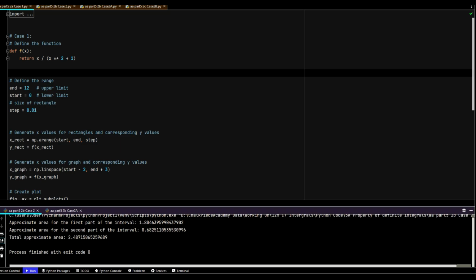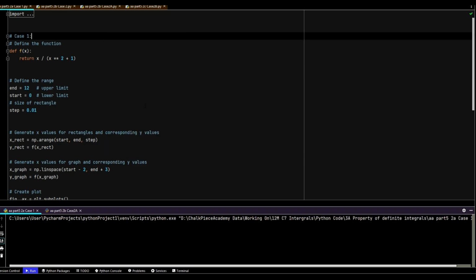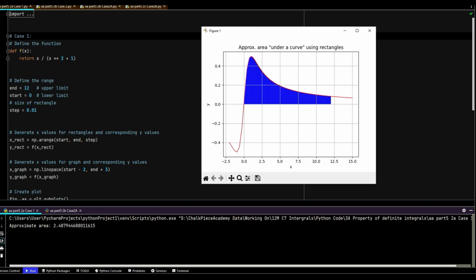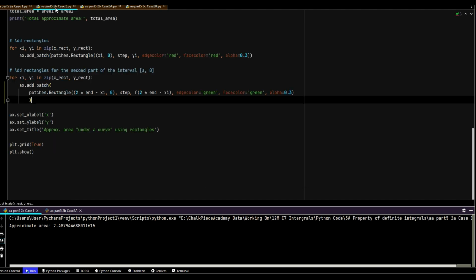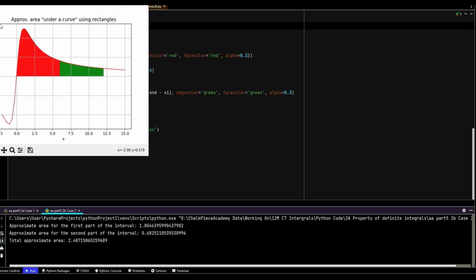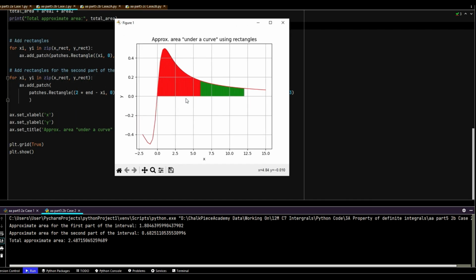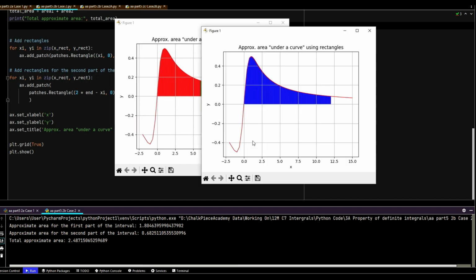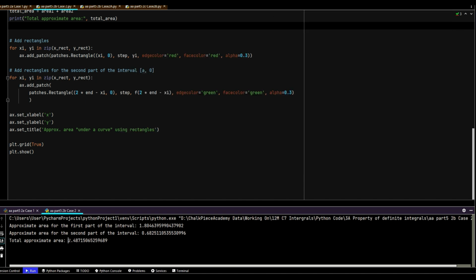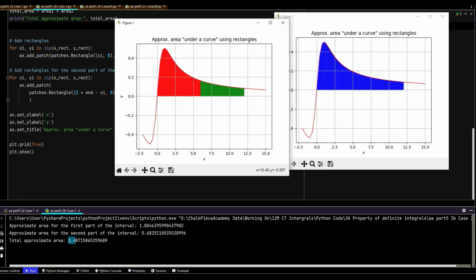So let me show this. This is our original graph. This is our LHS, and the area is approximately 2.5. This is our RHS. Here we can see that it's the same structure, is it or not? It's the same thing, and we have the area approximately 2.5 again. So we have the same thing. Now the question is, how did it work?